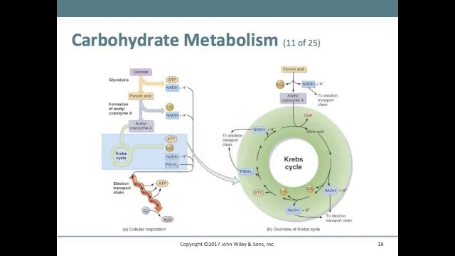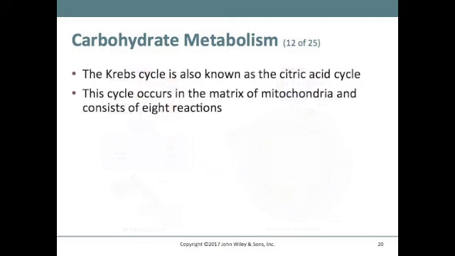This cartoon is on page 1008. This is 25.6. So we see that after the formation of acetyl coenzyme A, the next stage of cellular respiration is the Krebs cycle. And reactions of the Krebs cycle occur in the mitochondrial matrix. Moving on to the next slide, the Krebs cycle is also known as the citric acid cycle. And this cycle occurs in the matrix of the mitochondria and consists of 8 reactions.